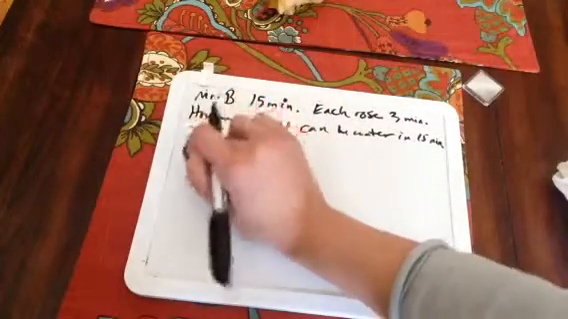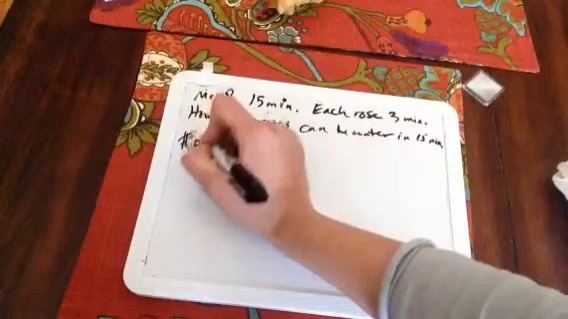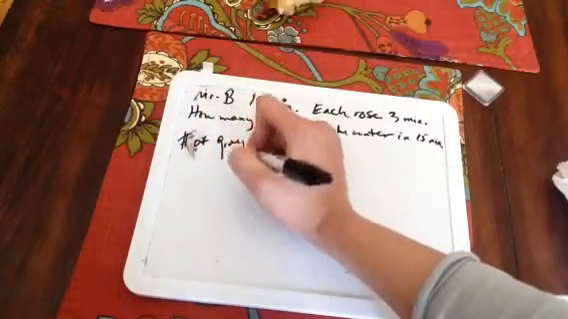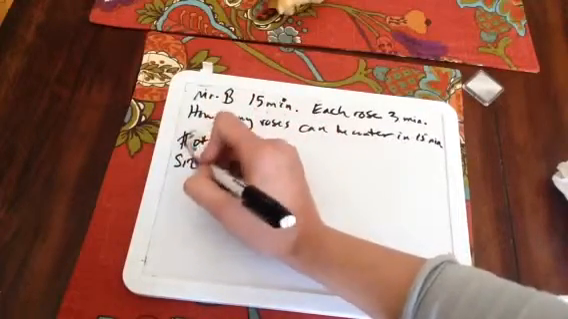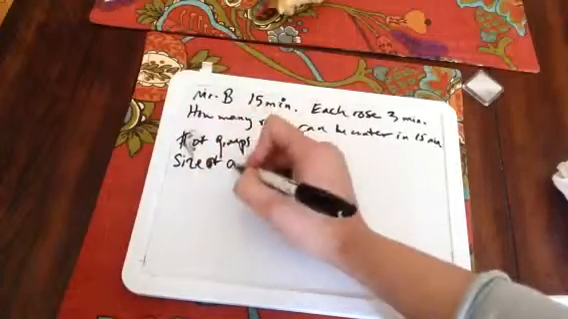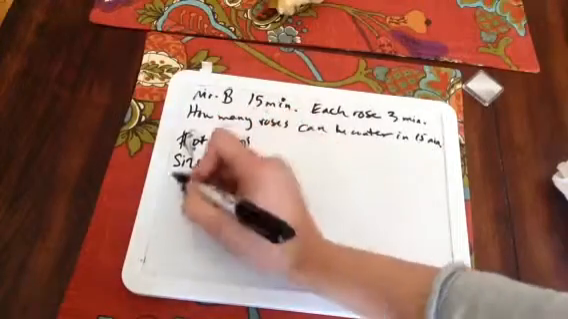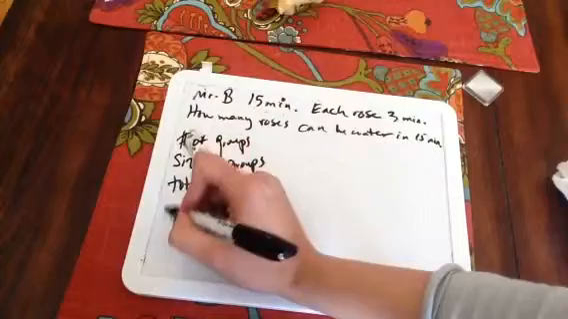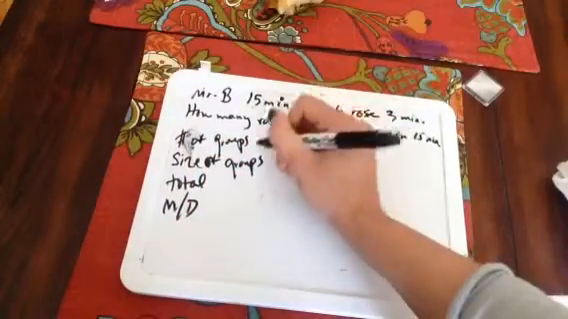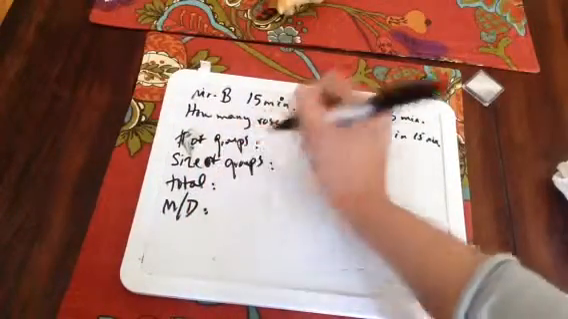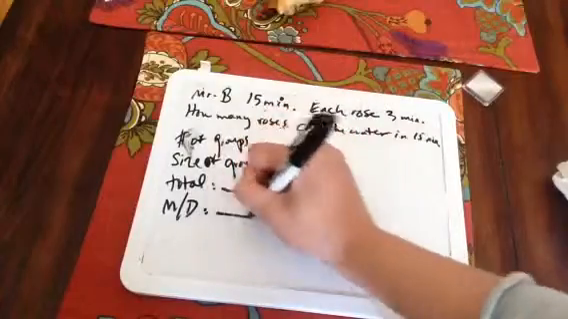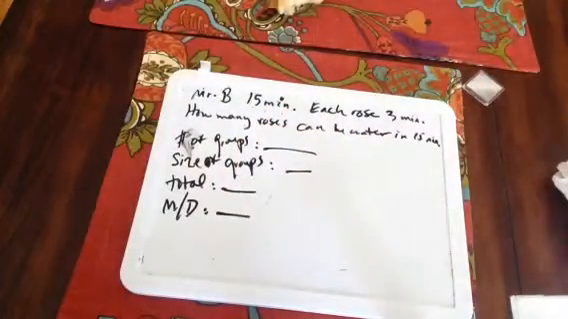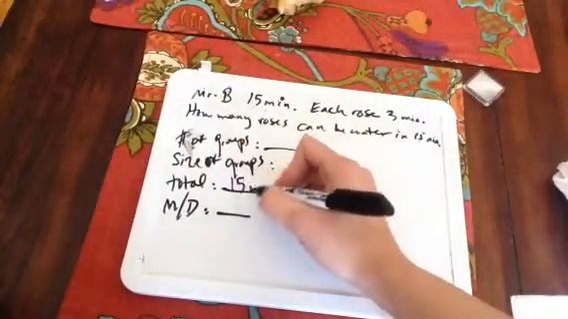First, we're going to do number of groups. We're going to do size of groups. We're going to do total, and then we're going to decide if we're going to multiply or divide. So that's where we're going to start. Okay. Do we know the total amount of minutes? Yes, we do. It's 15 minutes.